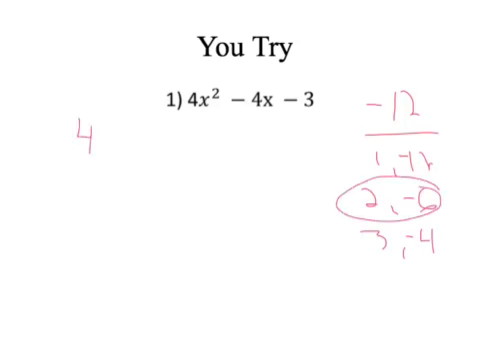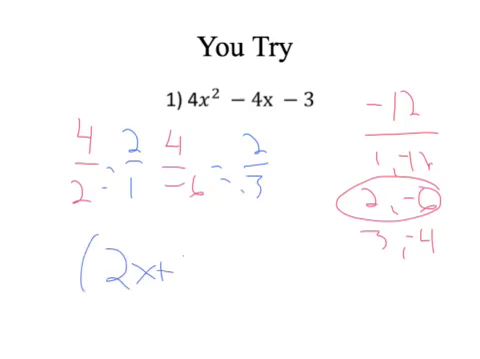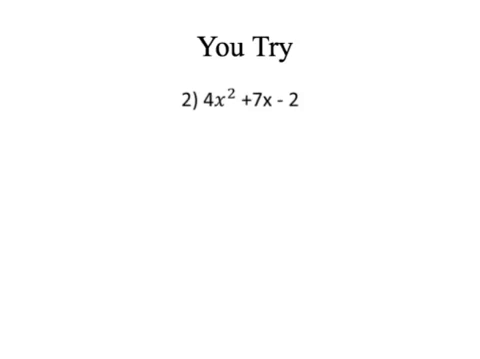4 goes on top of your fraction. 2 and negative 6 on the bottom. I can reduce 4 over 2 to 2 over 1. I can reduce 4 over negative 6 to 2 over negative 3. So that would give me the binomials 2x plus 1 and 2x minus 3. And the final you try.